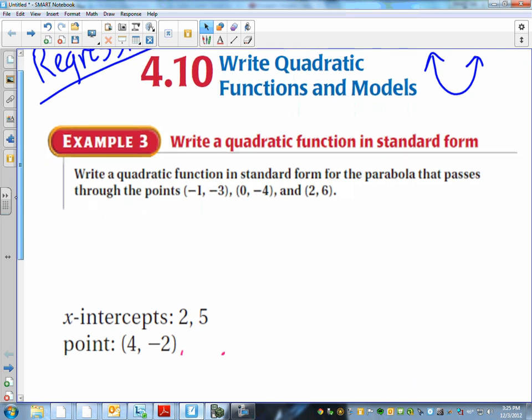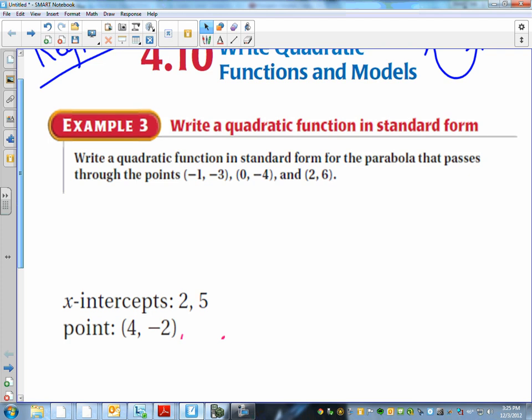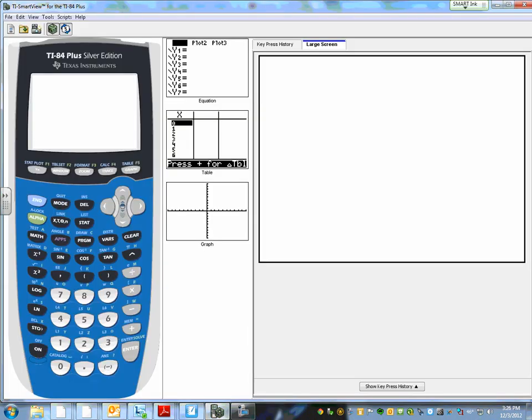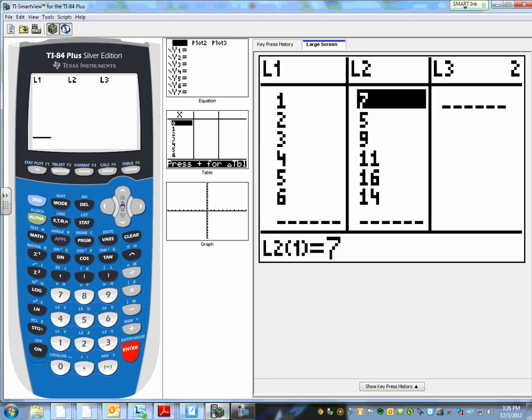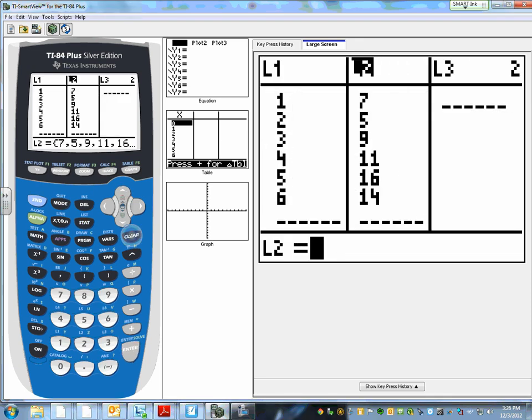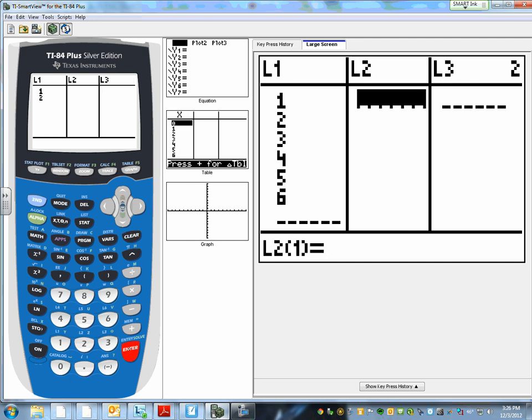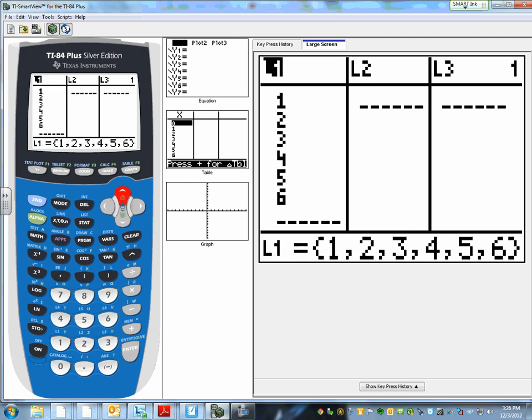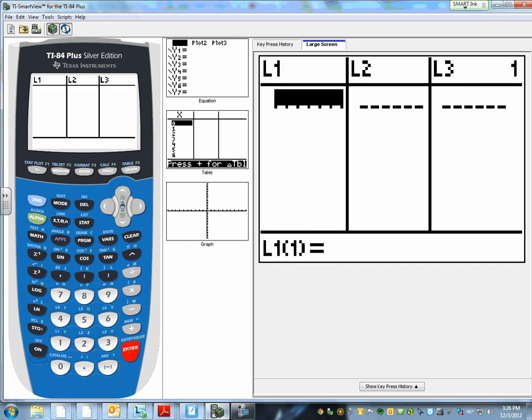So what we do is we get out our graphing calculator. If you need to pause the video at any time, please do that. We're going to go to Stat. We're going to go to Edit. We're going to clear our lists. We should know how to do this already. If you don't, you highlight L1, hit clear, and then enter.